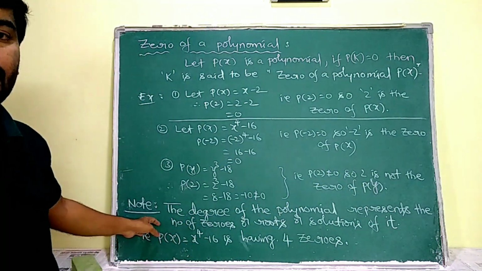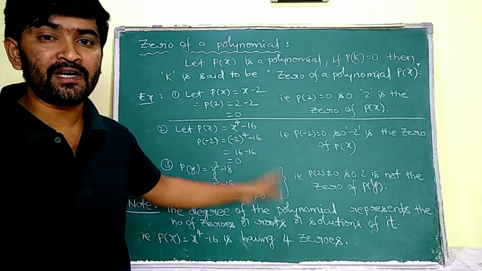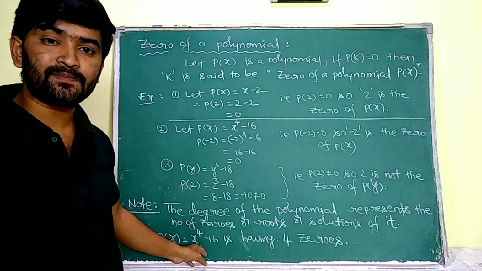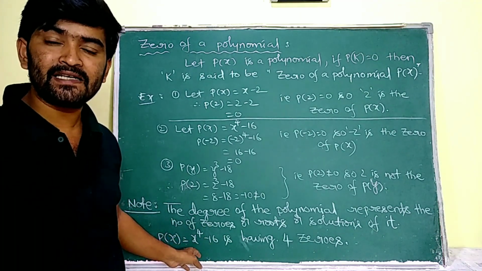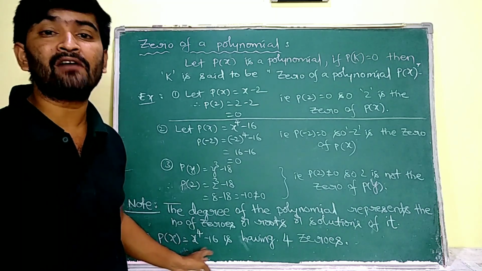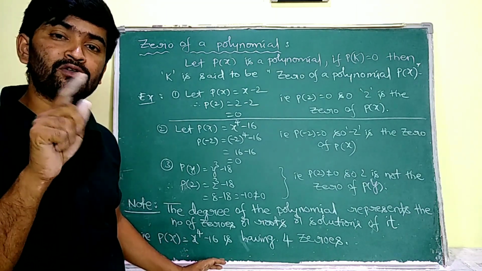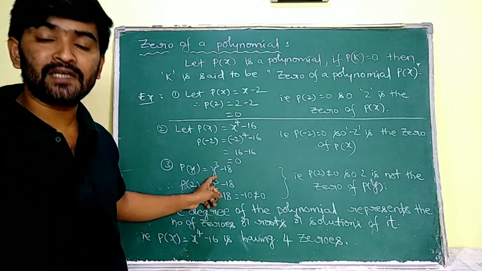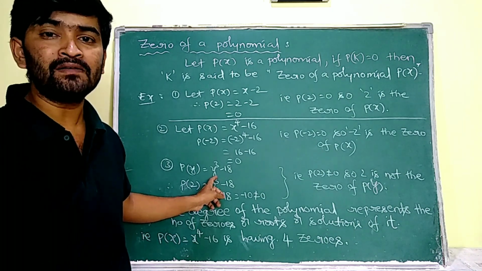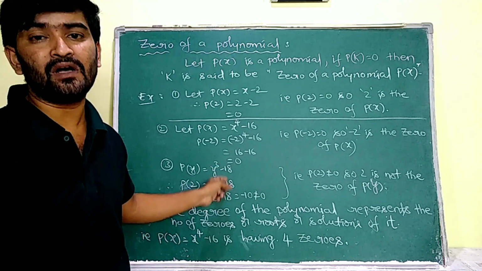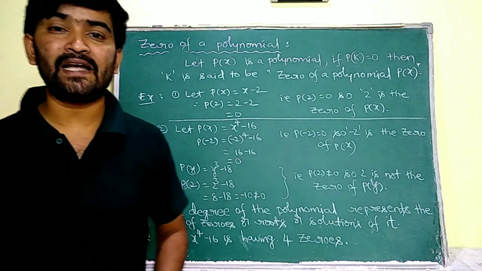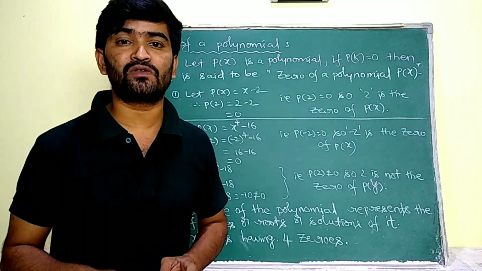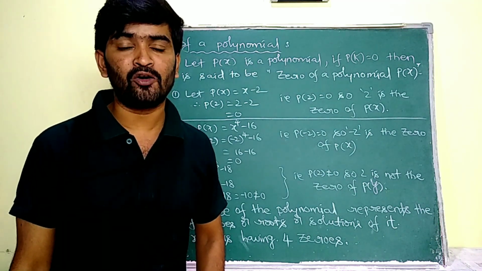We have to remember one more thing. The degree of the polynomial represents the number of zeros of that particular polynomial. So p of x is equal to x power of 4 minus 16. Here its degree is 4. So this p of x is going to have 4 zeros, or 4 roots, or 4 solutions. Similarly, p of y is equal to y cube minus 18. Here its degree is 3. So it must have 3 zeros, or 3 roots, or 3 solutions. That means a polynomial with degree n is going to have n zeros, or n solutions, or n roots. I hope you understand, everyone.